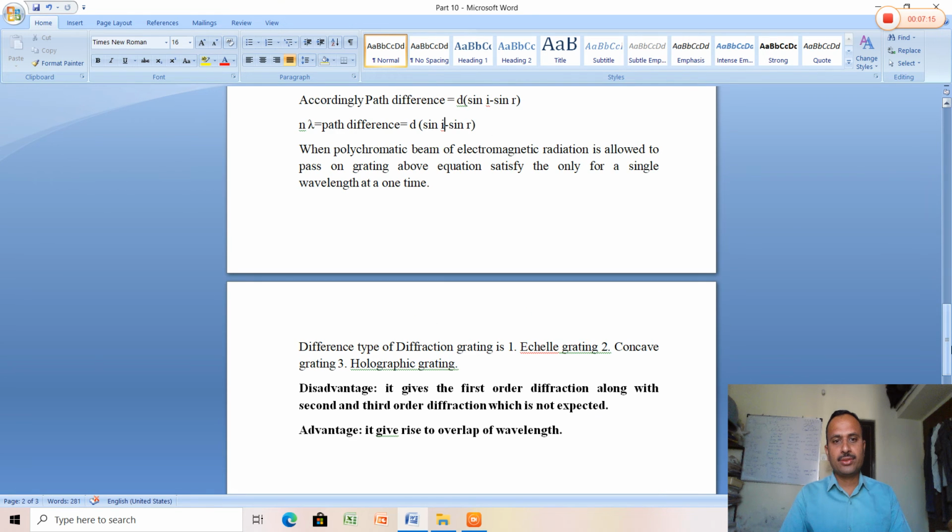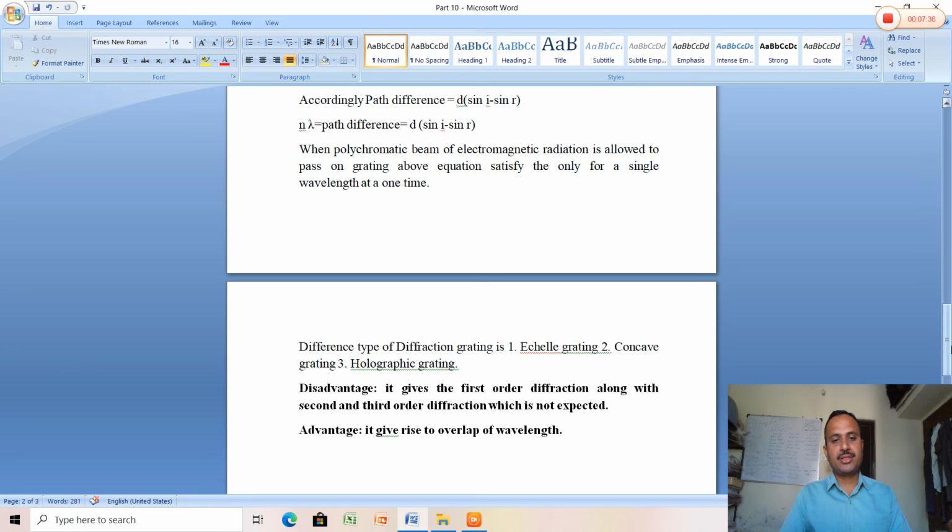Different types of diffraction gratings are there. First is the Echelle grating, second is the concave grating, and third is the holographic grating. So three types of gratings are useful. Any type of grating is useful for measurements in absorption spectrophotometers.